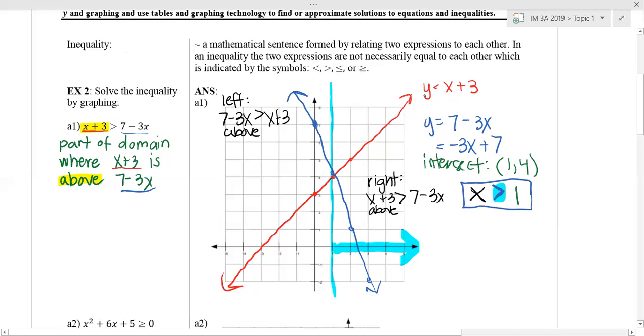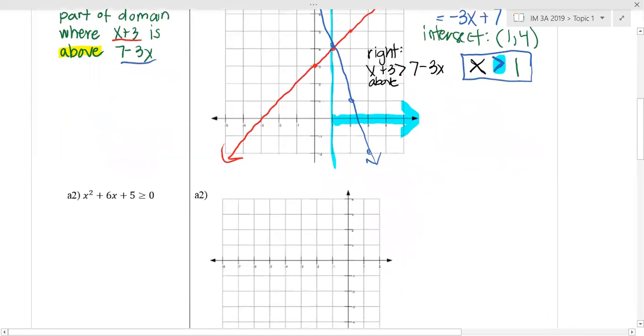So let's look at this a little bit differently in terms of a quadratic.